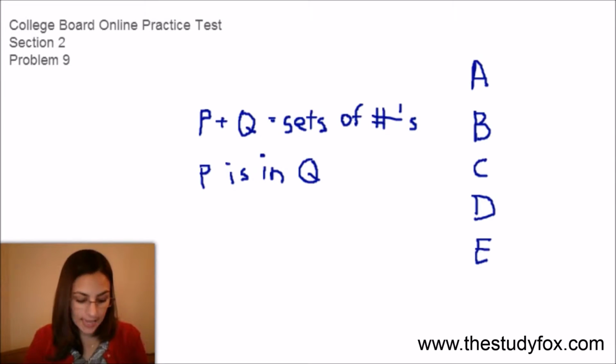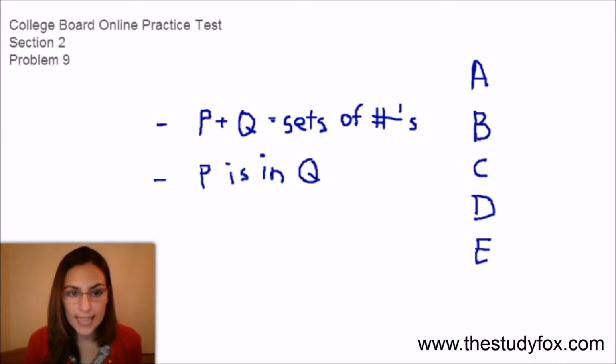So in this case, I've already written down our facts. We know that P and Q are two sets of numbers and that every number in P is also in Q. So in this case, P is in Q. Okay, so here are our answer choices. Let's go through them, and we're finding the one that cannot be true. So if the statement can be true, we're going to cross out our answer choice.